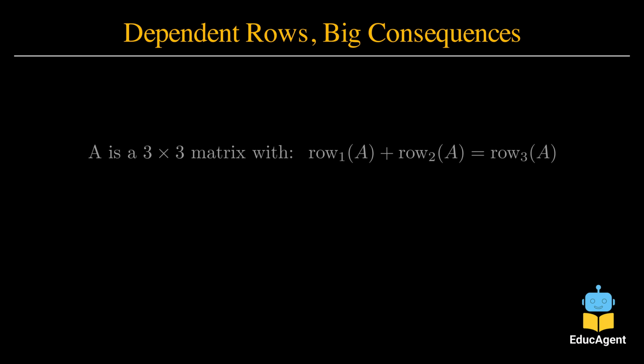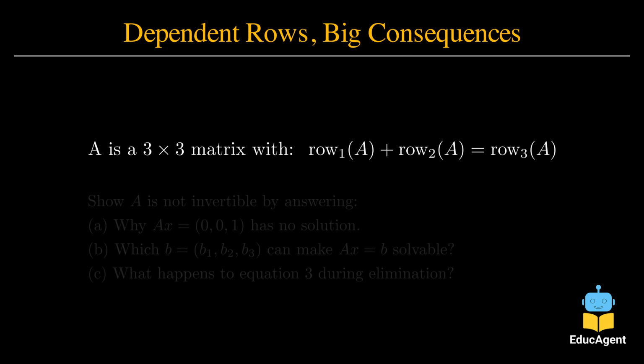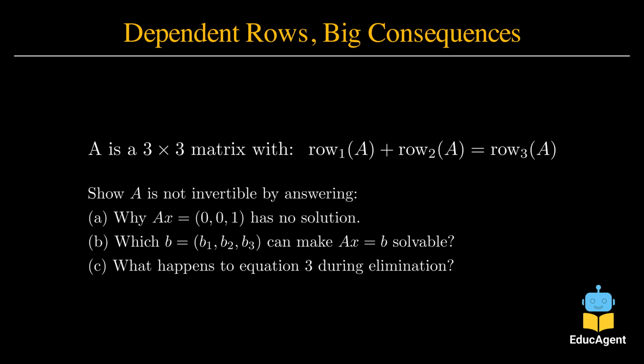Here's the problem we'll solve today. We have a 3 times 3 matrix A, whose third row equals the sum of the first 2 rows. We'll use that single row relationship to predict when solutions exist, and we'll see elimination expose the dependency directly.